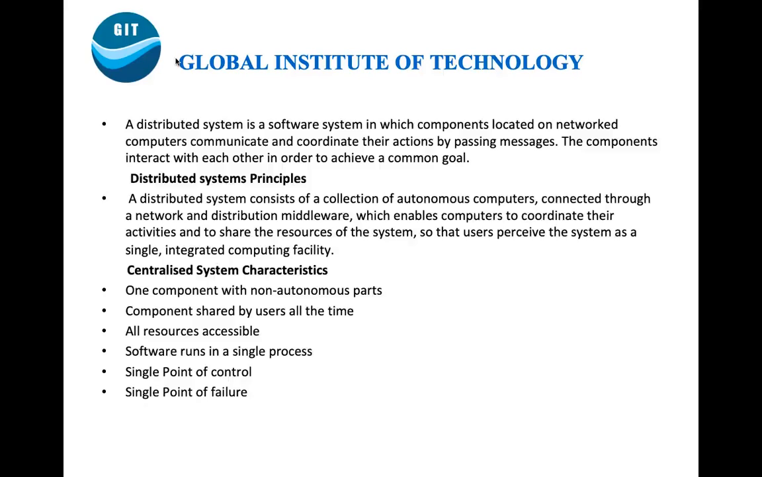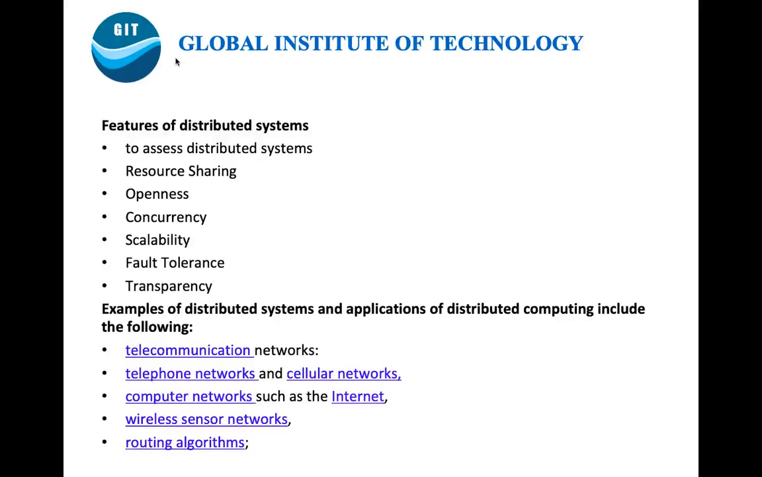Characteristics of a distributed system are: concurrency of components, non-autonomous parts, components shared by users all the time, all resources accessible, software running in a single process, single point of control, single point of failure. Features of DS are resource sharing, openness, concurrency, scalability, fault tolerance, and transparency. Examples are telecommunication networks, telephone networks and cellular networks, and computer networks such as the internet, intranet, wireless sensor networks, and so on.